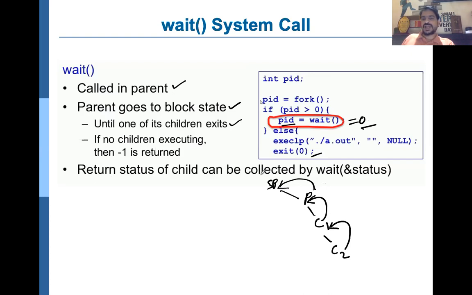The return status of the child can be collected by wait and &status. Right now the status here is 0, but we can send status also. So the wait here is not taking anything, but it can take some status also. We have different statuses of a child that we'll see just now.